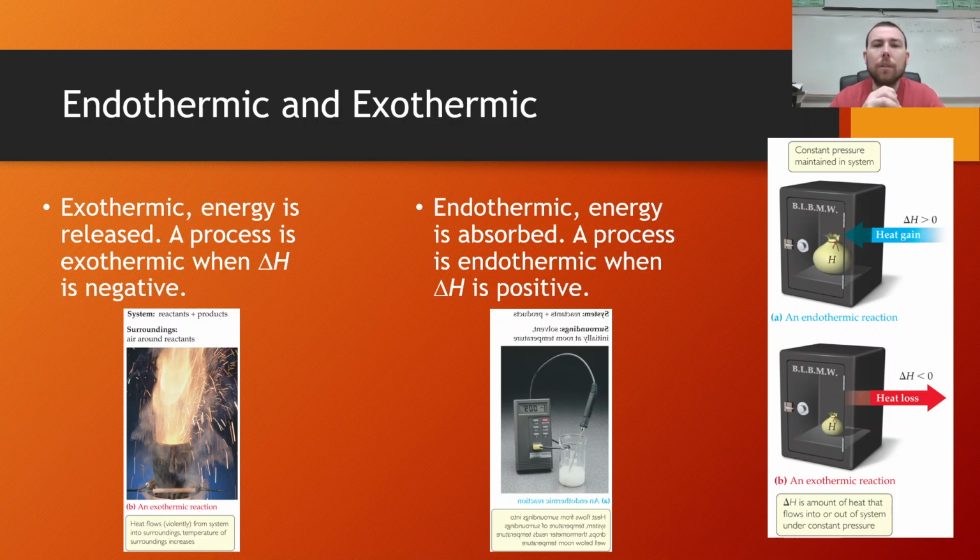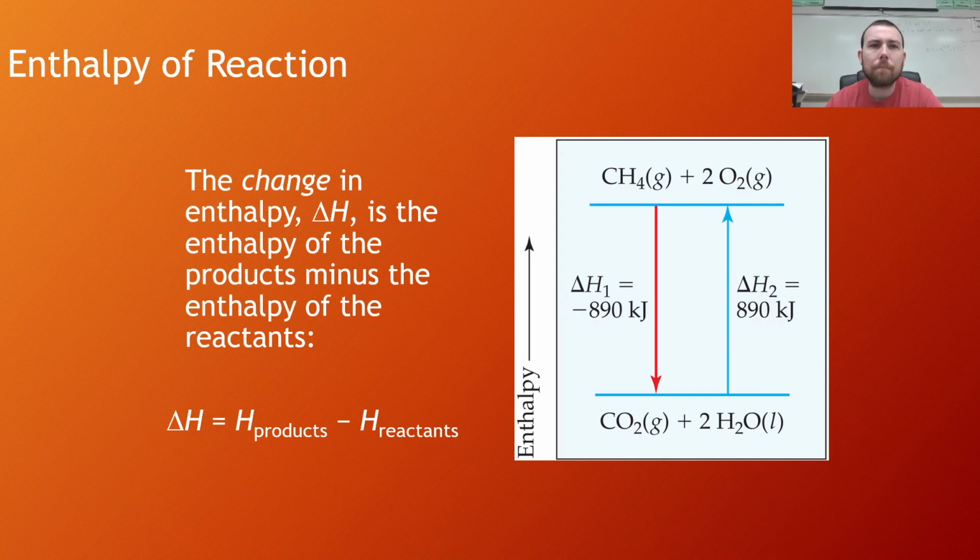Now, something's going to be endothermic when energy is absorbed by that particular process, so the system is taking in energy, and that means it's going to have a positive delta H, okay? And again, I think that should be pretty straightforward for us, which is going to lead us into enthalpies of reactions, right?